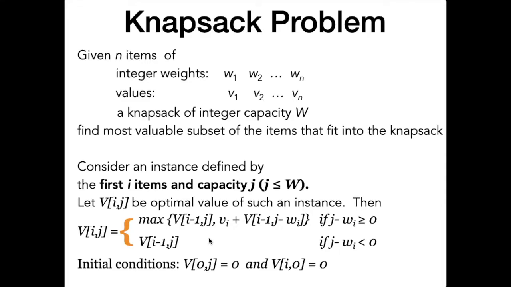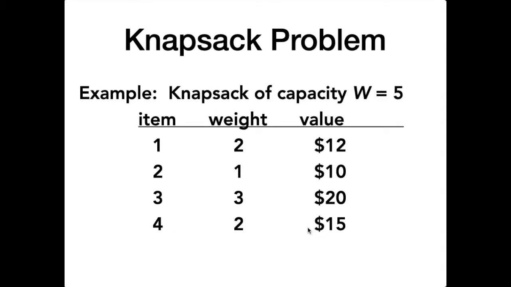So, just like in our previous examples, we start with the initial conditions or the base cases, and then later on, we compute for the remaining parts for as long as we can have values for this, and this. Okay. So, moving on to our example. So, let's have a knapsack of capacity W equal to 5. And then we have 4 possible items.